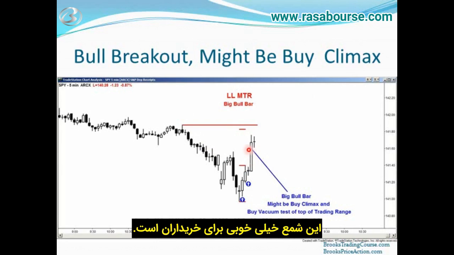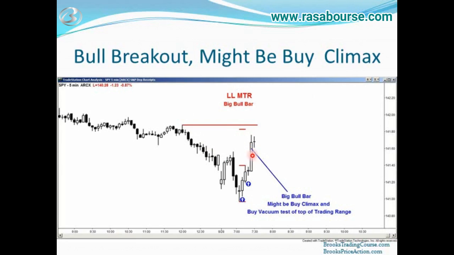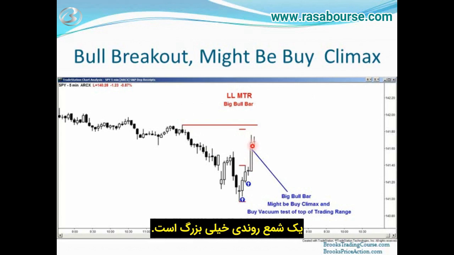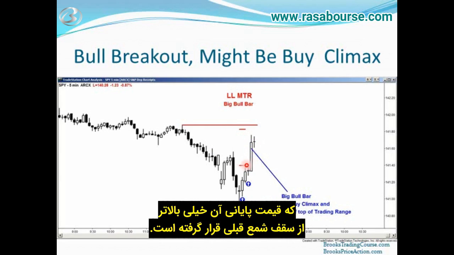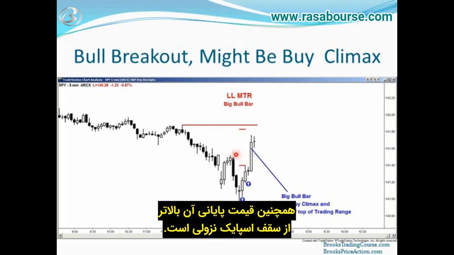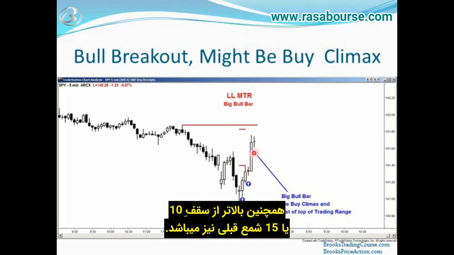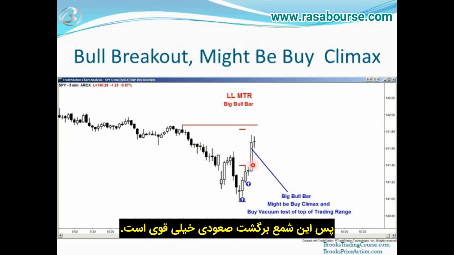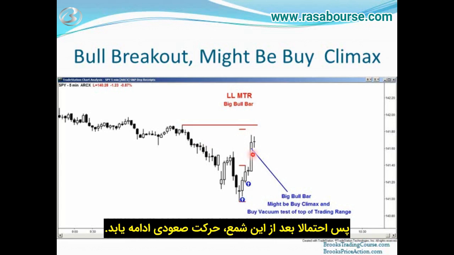This is a very good bar for the bulls, a very big bull trend bar, closing well above the high of the prior bar, and above the high of the bear spike, and above the highs of the past 15 or 20 bars. So that's a very strong bull reversal bar, and probably will have follow-through buying.